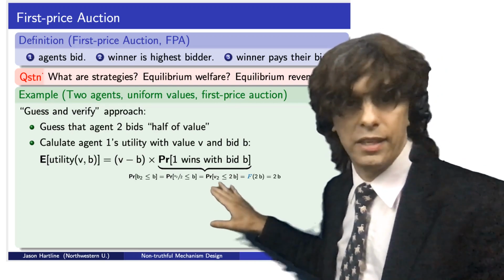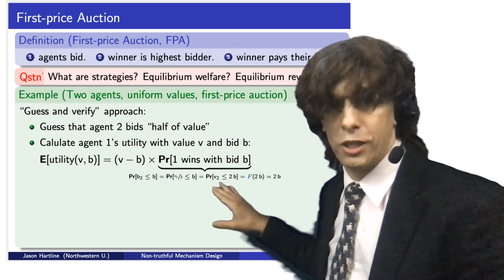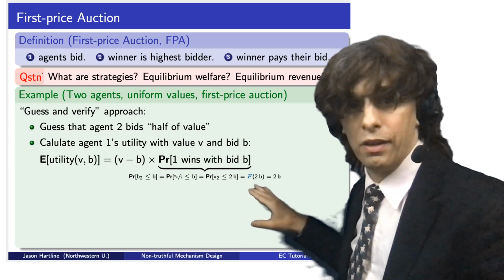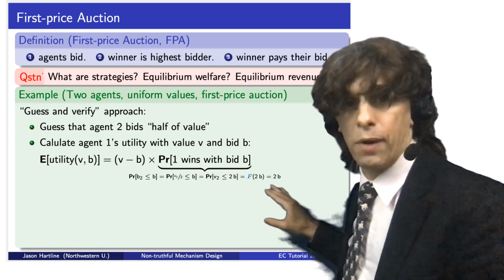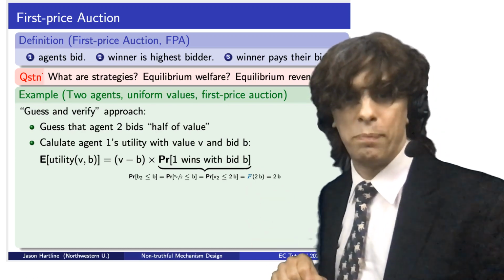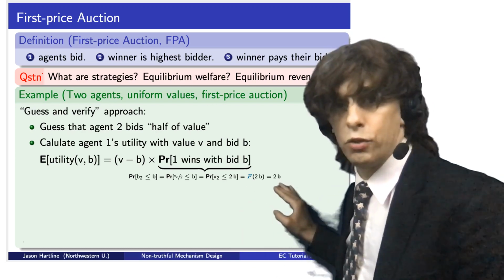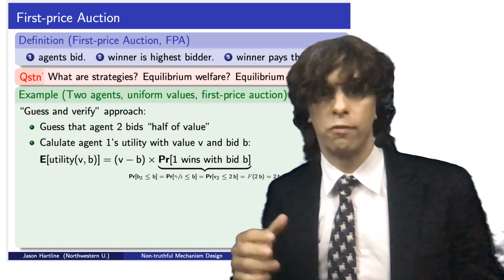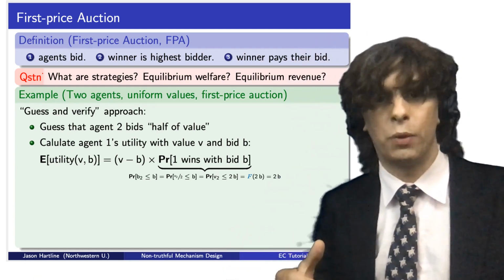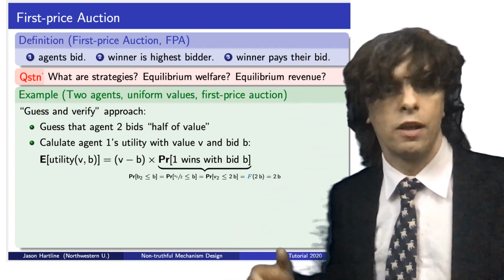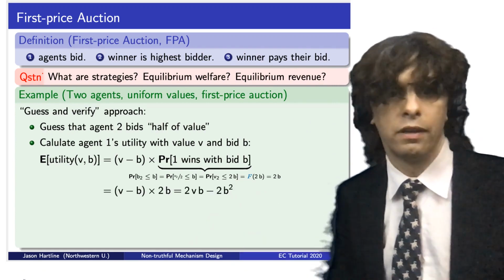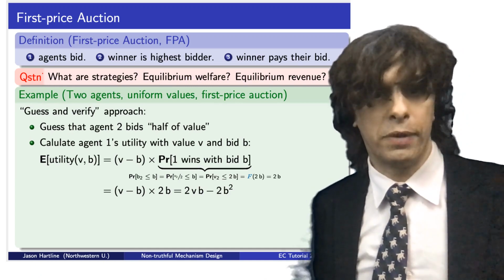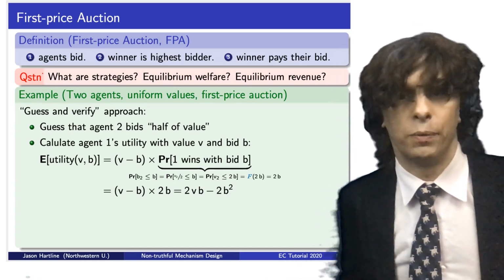Now this is exactly equal to the cumulative distribution function. So we can plug in the cumulative distribution function for the uniform distribution, which is the identity function, and get that the probability that the agent wins with bid B is exactly 2B. Good. So for two agents with uniform values in the first price auction, the probability you win with your bid B is equal to 2B. But now we have a formula for the utility of the player as a function of their value and their bid, and we can optimize this formula.